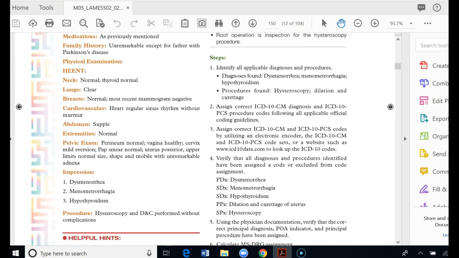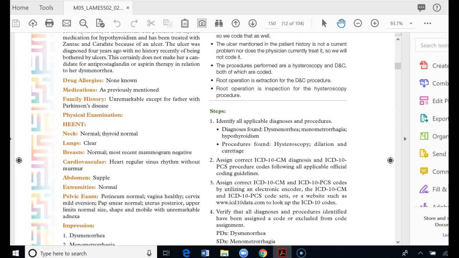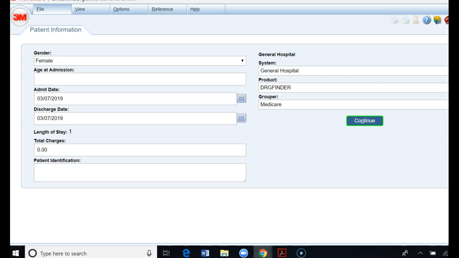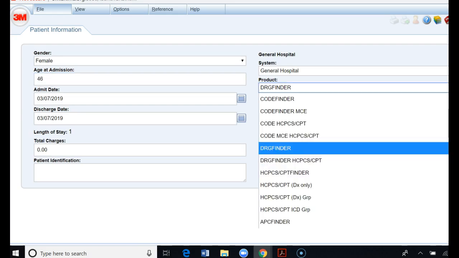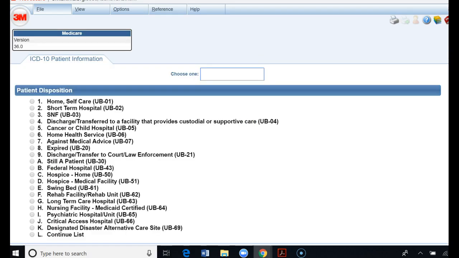So let's pop over to 3M and go through how we code this case. So we're going to hit female, of course, she was 46. Then under your product finder, make sure you do DRG. DRG is how we get an MS-DRG, and hit continue. Our patient disposition is where the patient went when they left our facility. So this patient was discharged home, so we're going to hit one for patient went home.